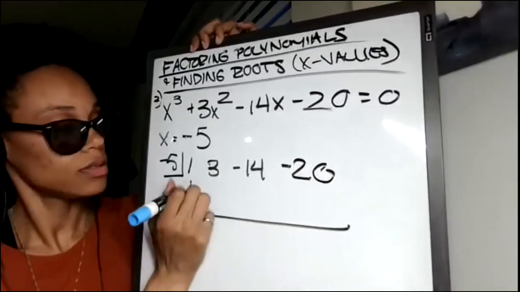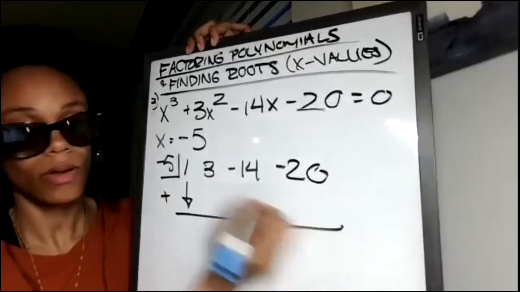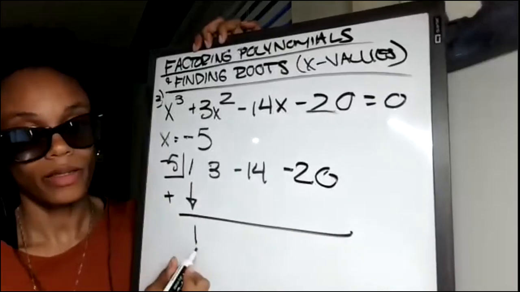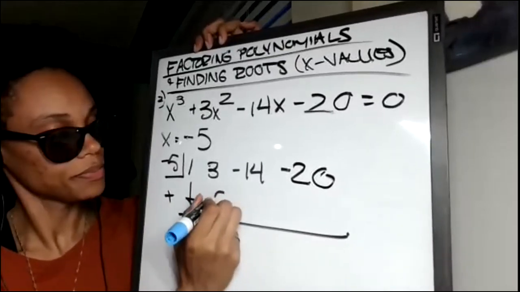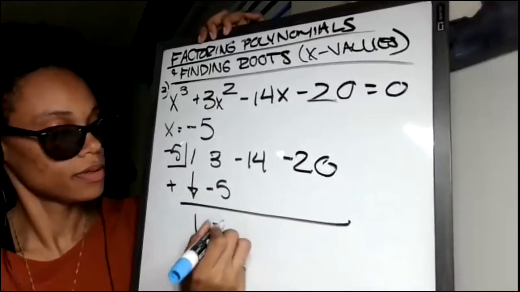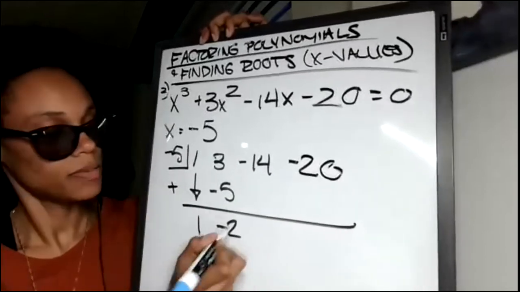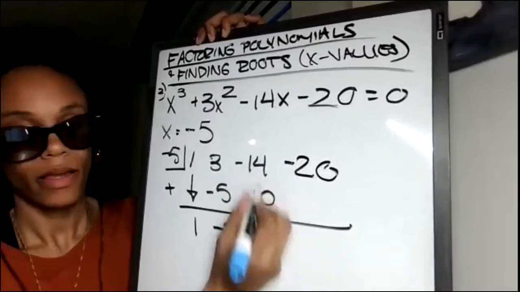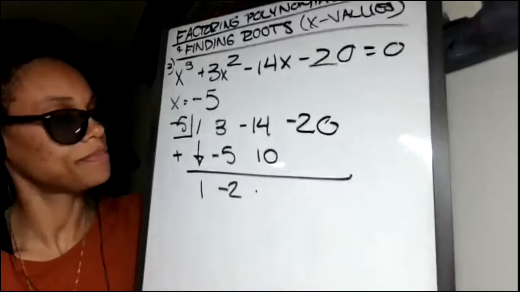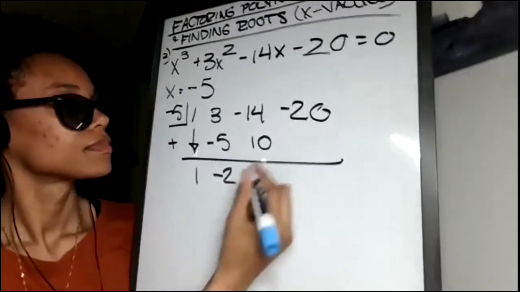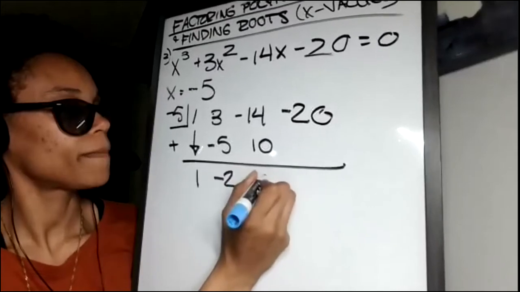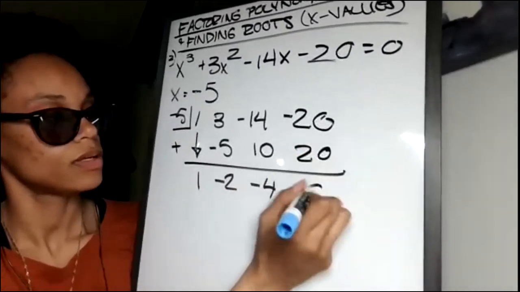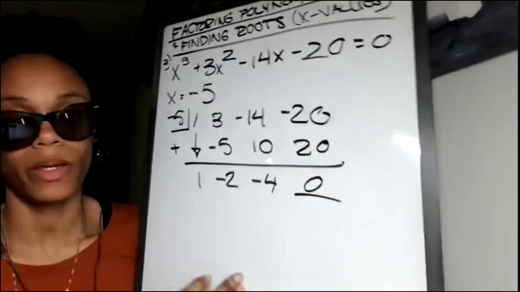Remember how to do this. Add this whole row, drop down your first term. What's in the box times what's below the line. Add that up. What's in the box times what's below the line. Add that up. -4. And what's in the box times what's below the line, +20. Okay, and then we had our 0 remainder.